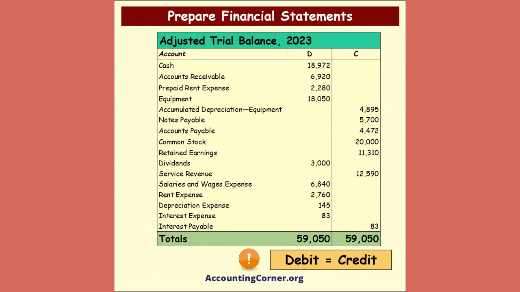The starting point for preparing financial statements is the adjusted trial balance. This includes all account balances, after adjustments for accrued expenses, unearned revenues, and other necessary changes. It is essential that debits and credits in the adjusted trial balance are equal.